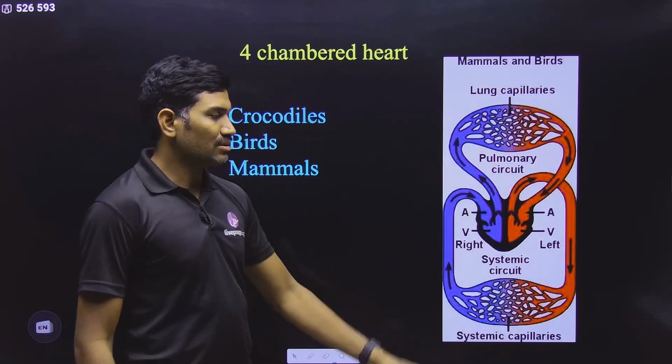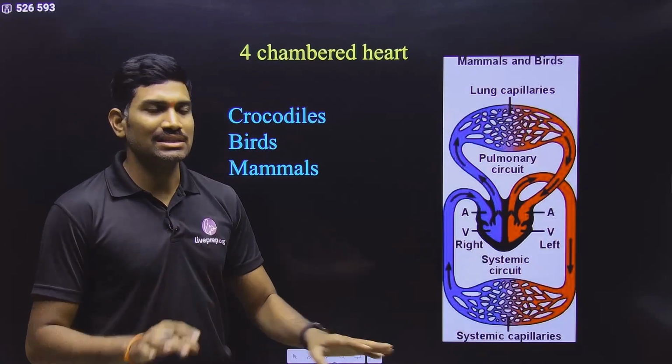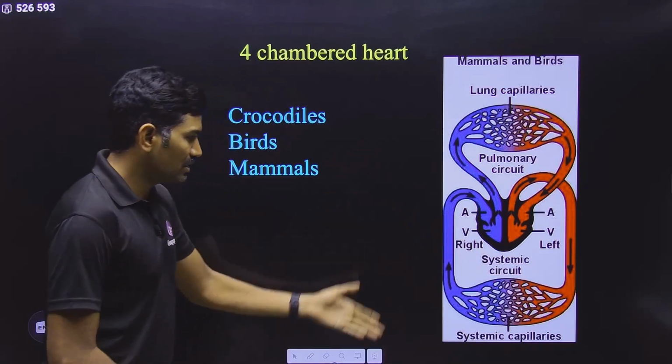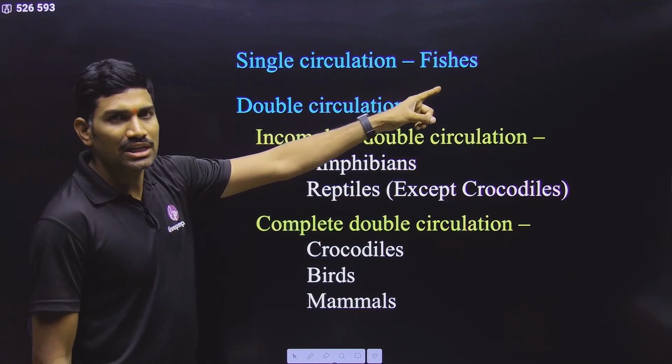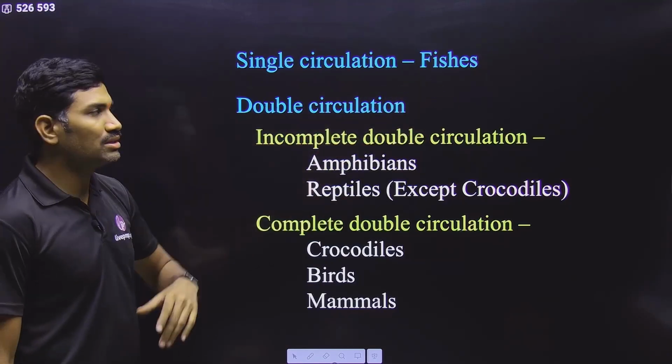Blood is not mixed here. Deoxygenated and oxygenated blood are completely separated in the heart. Clear? This is the information they are saying. That's why we observe single circulation in fishes, which have a 2-chambered heart.